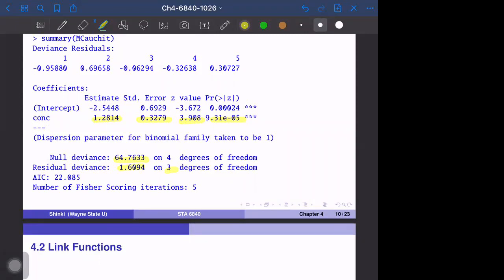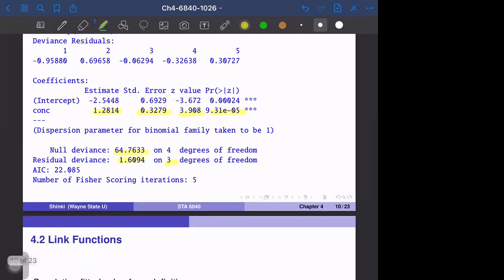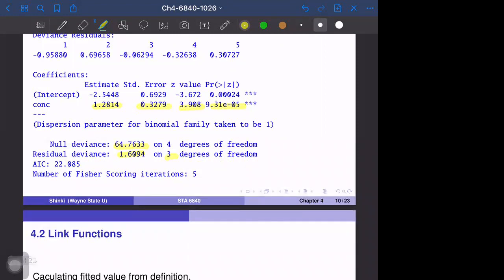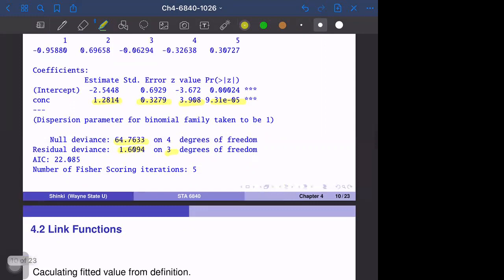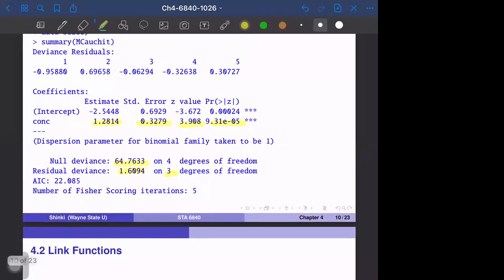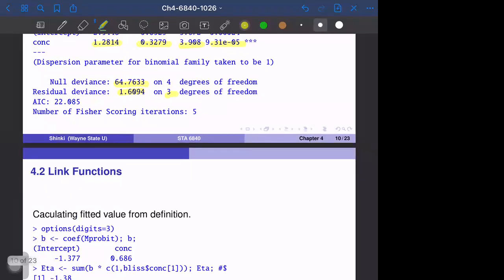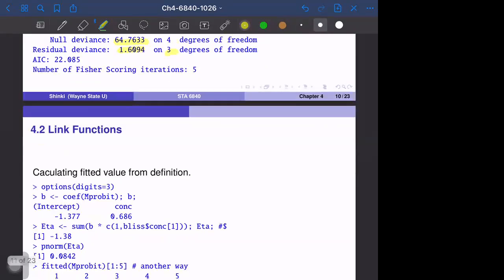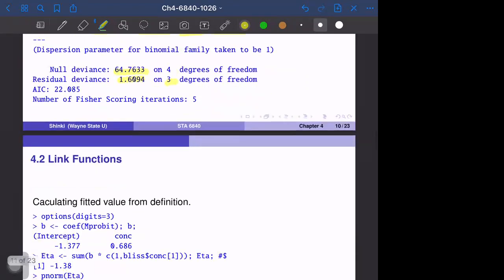So we do not reject the null hypothesis that the perfect model is better. Sorry, the current model is not worse than the perfect model. We do not reject the null hypothesis that the perfect model is better, so our model is good enough. So these are the comparison of 4 models.